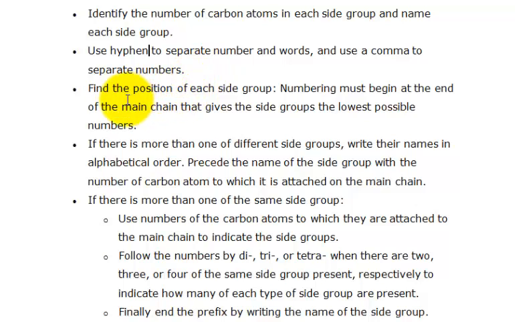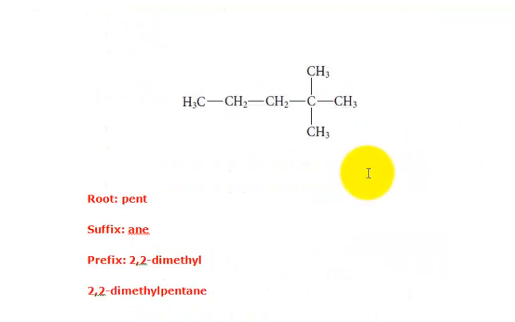The third rule is to find the position of each side group. Numbering must begin at the end of the main chain that gives the side group the lowest possible number. In other words, we must number the main chain in this direction, because the side groups will have a number of 2. We should not number the main chain in this direction, because the side groups will have a number of 4.